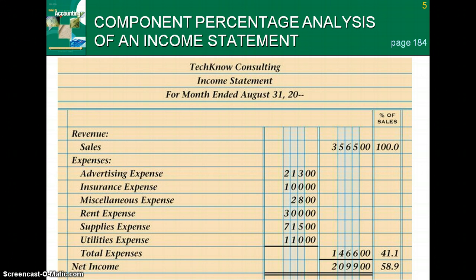Then you have to figure it for your net income. And you would do 100 minus 41.1. You know that. And then you also need to double check it. So your $20.99 divided by your $35.65 to get your 58.9% for your component percentage.